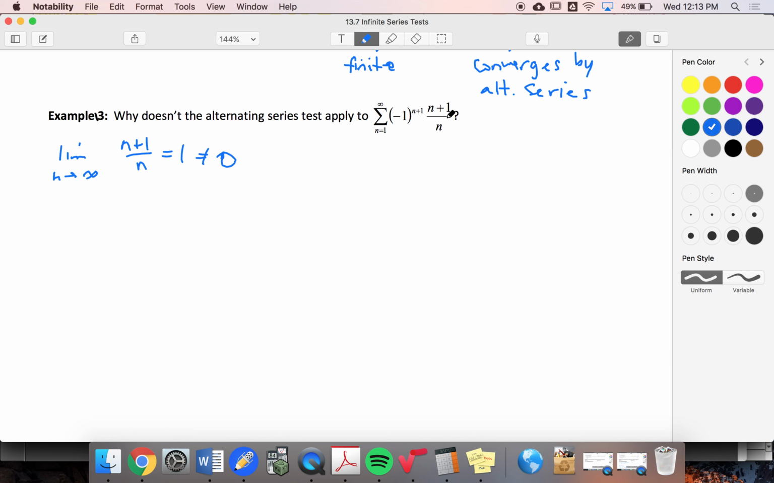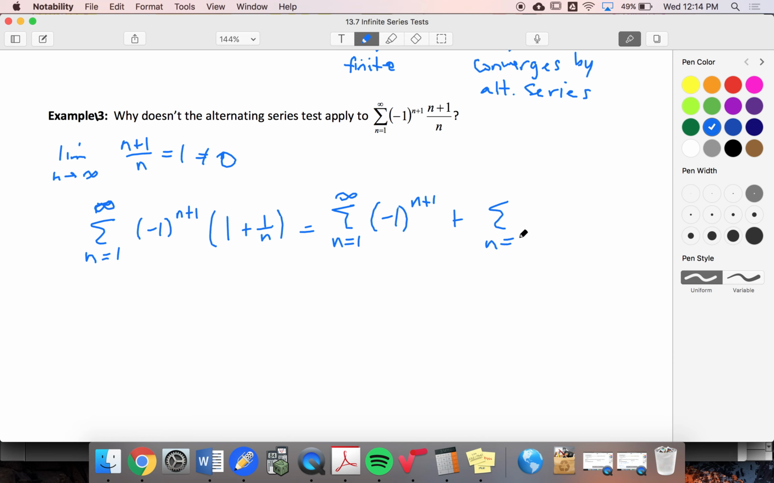The other thing I could think about is separating this. Looking at this sum, if I look at the fraction and separate it, I could say that's the same as (-1)^(n+1), and then this fraction is the same as 1 plus 1 over n. I know I can take my sums and separate them. This is the sum from 1 to infinity of (-1)^(n+1) times 1, plus the sum from 1 to infinity of (-1)^(n+1) times 1 over n. So I just saw that this converges by the alternating series test.